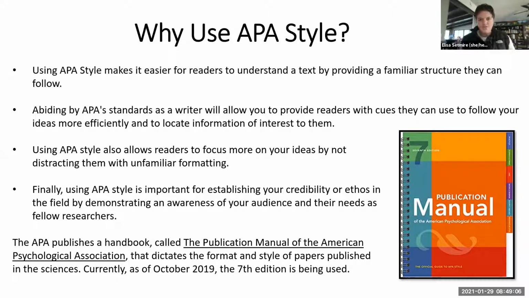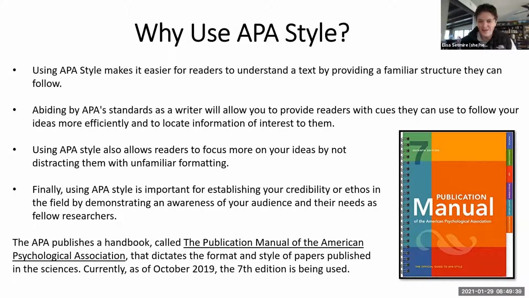And where all this information is coming from, and we'll talk a lot about this later in the semester, is the APA, the American Psychological Association, did publish a handbook called the Publication Manual of the American Psychological Association. And this dictates the format and style of the papers being published in the sciences. And currently, as of October of last year, or of 2019, the 7th edition is our current most up-to-date version.